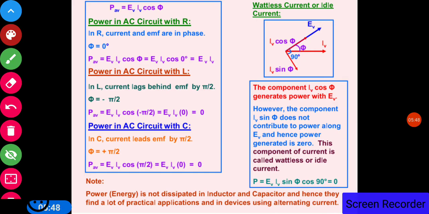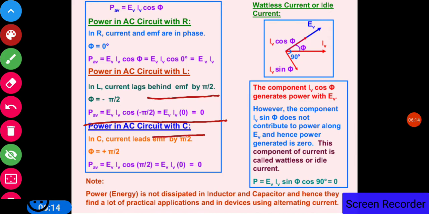Now when we calculate the power in an AC circuit with only an inductor, then in the inductor, current lags behind the voltage by 90 degrees. So phi is equal to pi by 2 and cos pi by 2 is 0. So the average power is equal to 0, which means no power is dissipated in the AC circuit with an inductor.